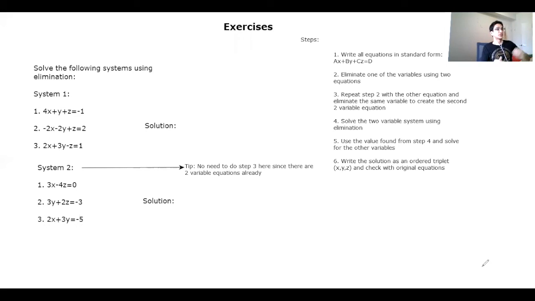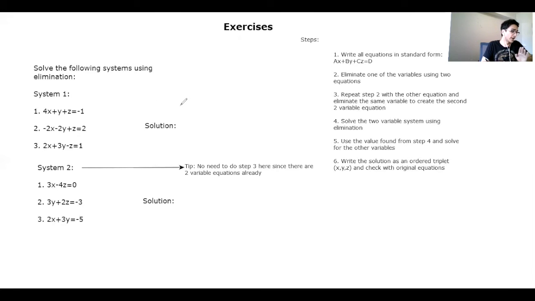So I have some exercises here for you. I would recommend you to pause the video and really try to solve them by yourself with the steps I have provided on the right. The first system should be very straightforward, very similar to the one I have done. So go ahead and pause the video before I put the solution down.